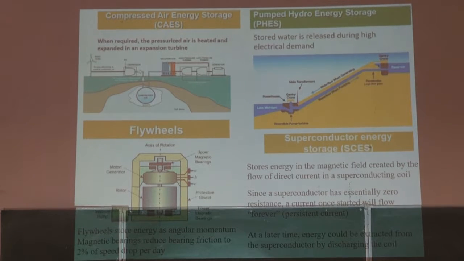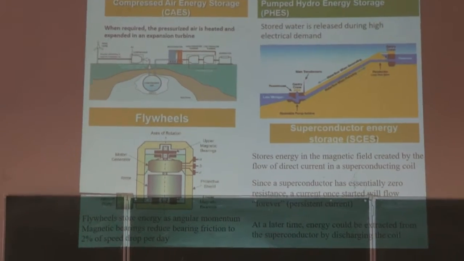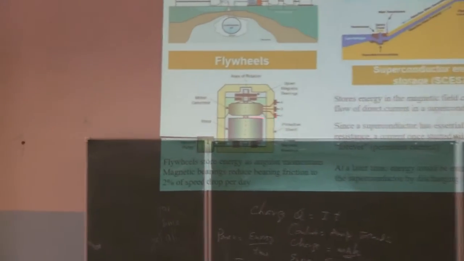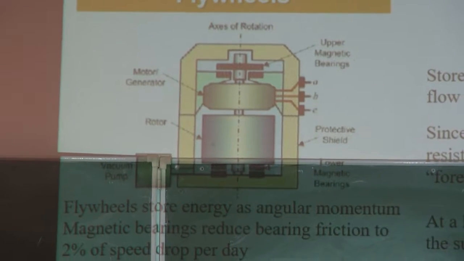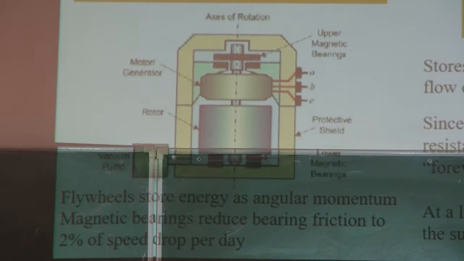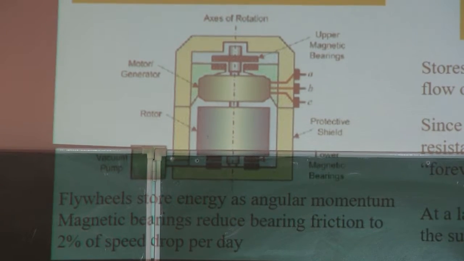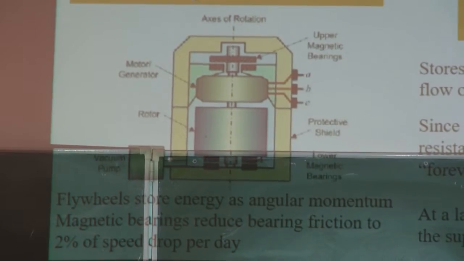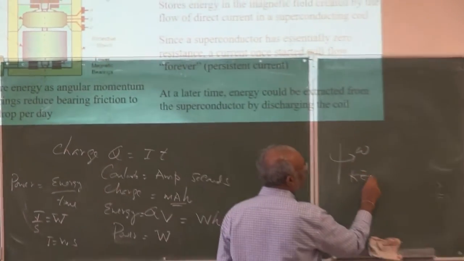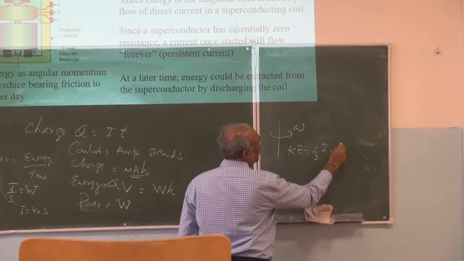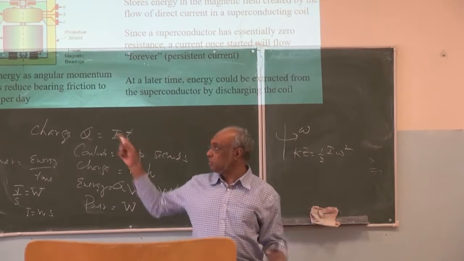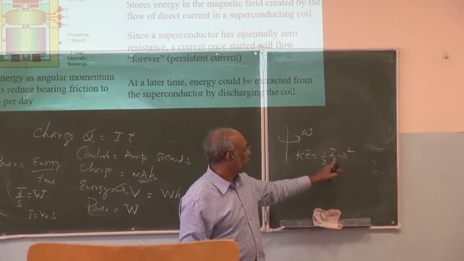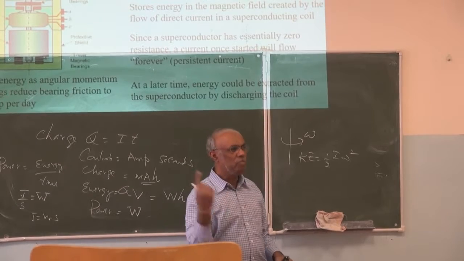Here is the flywheel. A flywheel is basically a very fast rotating drum. When it is rotating, you have rotational energy. Suppose it is rotating at frequency omega, then it has a kinetic energy of half I omega squared, right? So you can have large I, that's why flywheels are big. You have to have large I, then omega so fast.